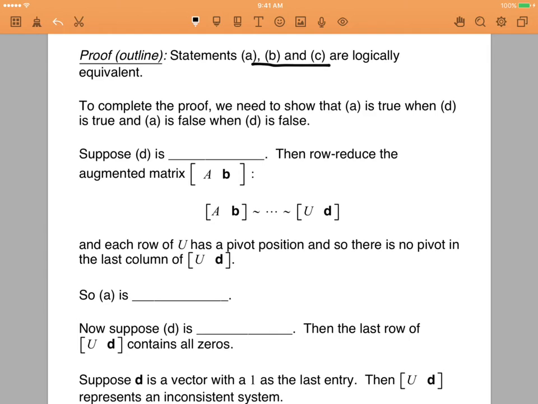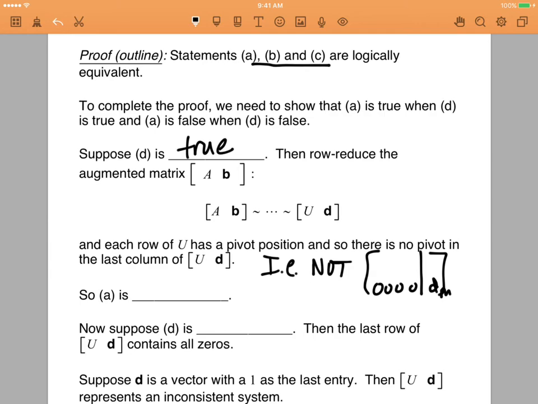Okay, so suppose D is true. That means there's a pivot in every row. So when we row reduce the augmented matrix down to U, which is going to be reduced echelon form in D, that means we're saying that every row of U has a pivot. That means there's no pivot in the last column of U. In other words, the d can't have the pivot position, i.e. it's not the case that you get down and you have a whole bunch of zeros here, and then a d something. Like would it be m? Sorry, this is an m by n matrix, so this would be like d_m.